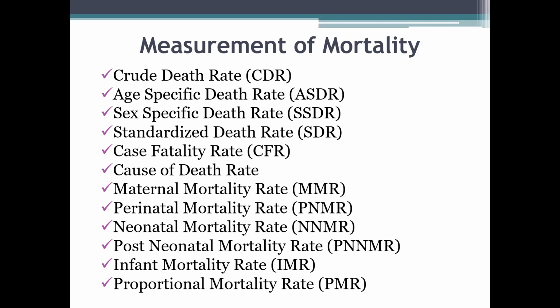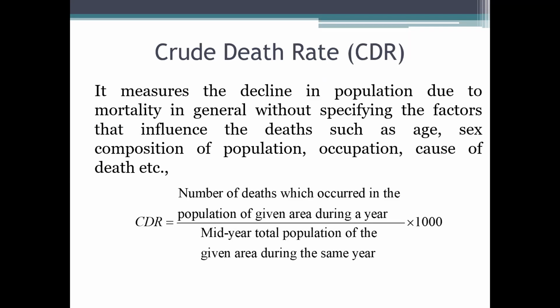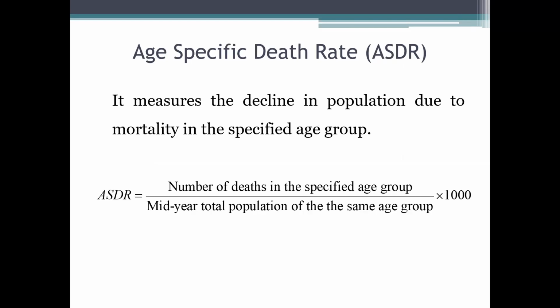So first, crude death rate. This is the simplest method of measuring death rate or mortality rate. The number of deaths which occurred in the population of a given area during a year is divided by the median total population of the given area during the same year and multiplied by the constant 1000. This is the crude death rate formula.